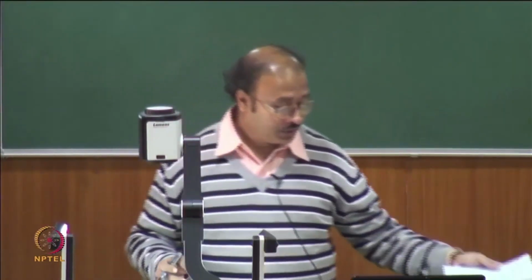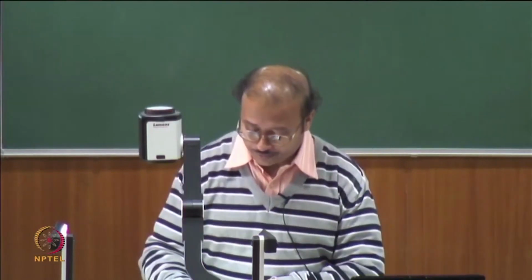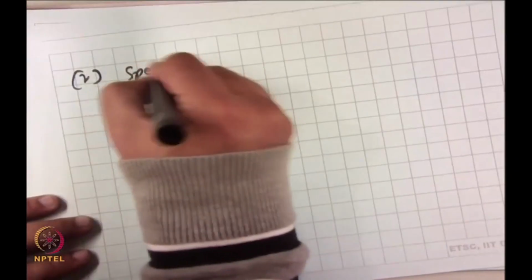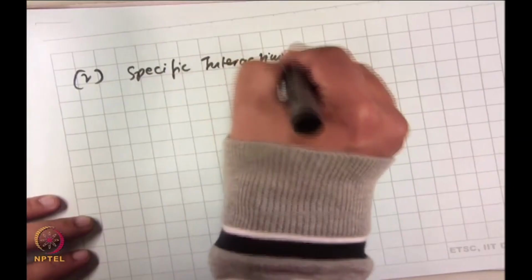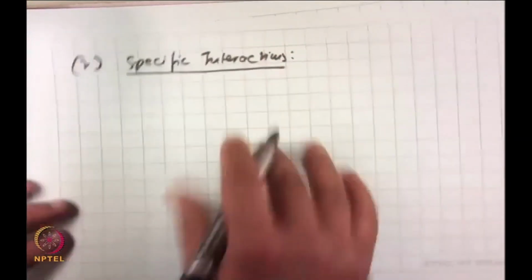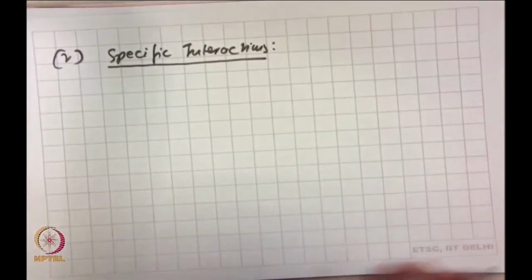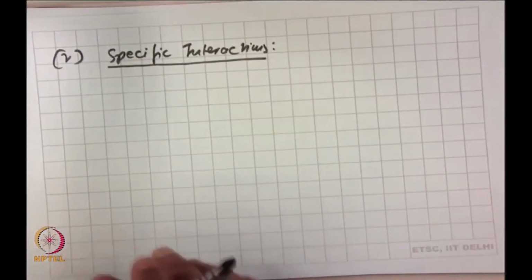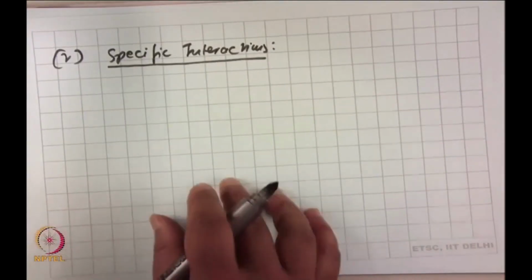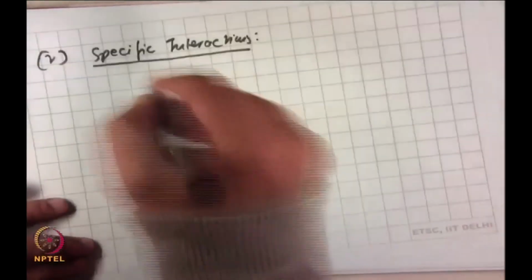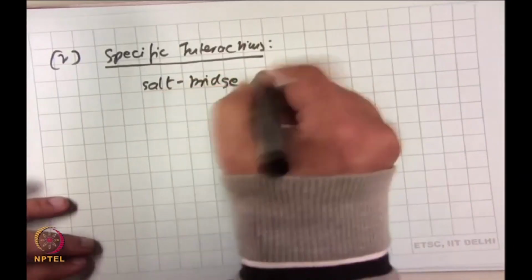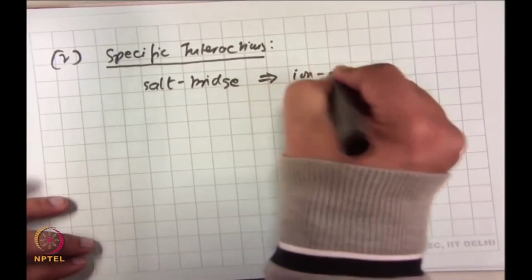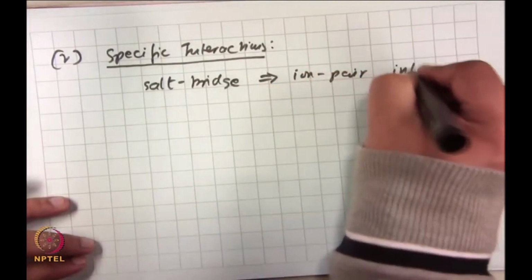Now, that is one. Then there is one more. I said two, right? The second one is specific interactions. So, what do you mean by specific interactions? I am sure you have heard of this term, salt bridge. Have you heard of salt bridge, also known as ion pair interaction?